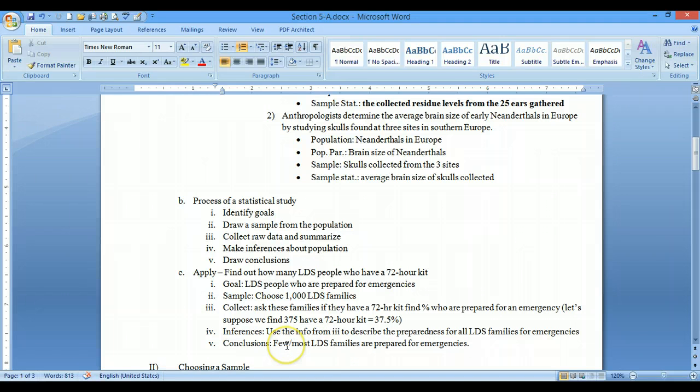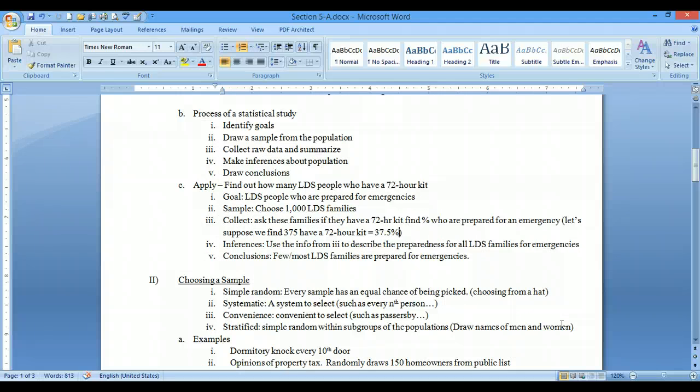And then I make my conclusion. Either I have few or most LDS families who are prepared. If this was correct, then I would say that the LDS people need to be more prepared for emergencies and preparing their 72-hour kits.